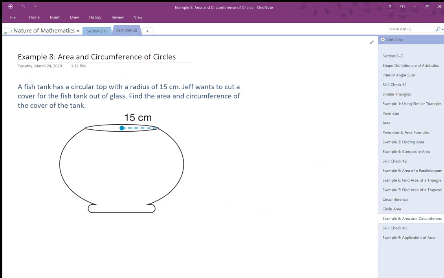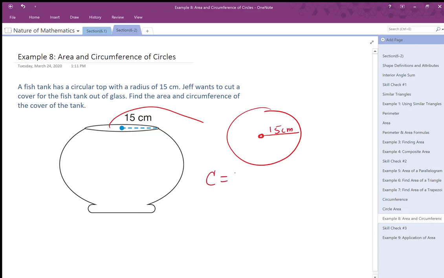Example 8, area and circumference of circles. A fish tank has a circular top with a radius of 15 centimeters. Jeff wants to cut a cover for the fish tank out of glass. Find the area and circumference of the cover of the fish tank. So we're only considering the circle up here. We can draw this saying that I'm looking overhead at that circle, which is 15 centimeters.